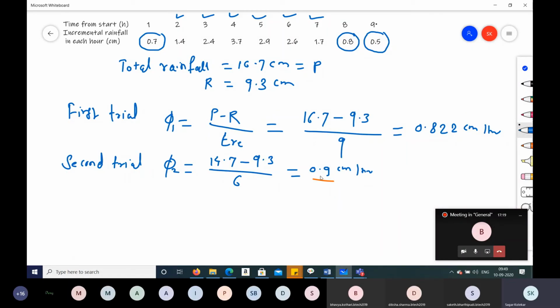Okay, because we already excluded 0.7, 0.8, and 0.5, which are also less than 0.9. And these are the values 1.4 up to 1.7 we need to consider, and we should calculate the phi index. So now we got the phi index equal to 0.9 centimeter per hour. And what would be the time duration, that is the T_RE value? 6 hours. So this is what is asked in the problem.